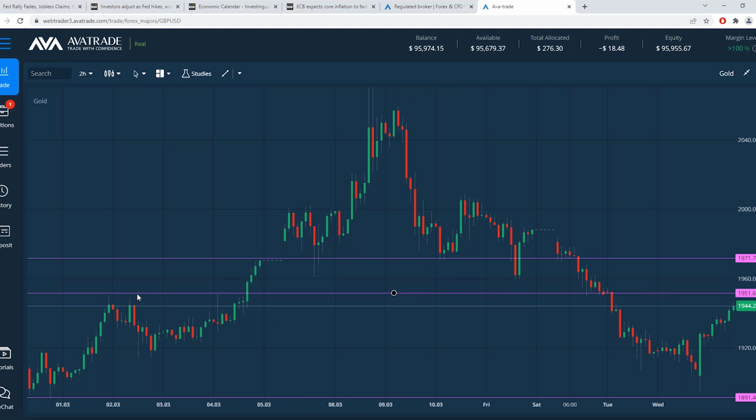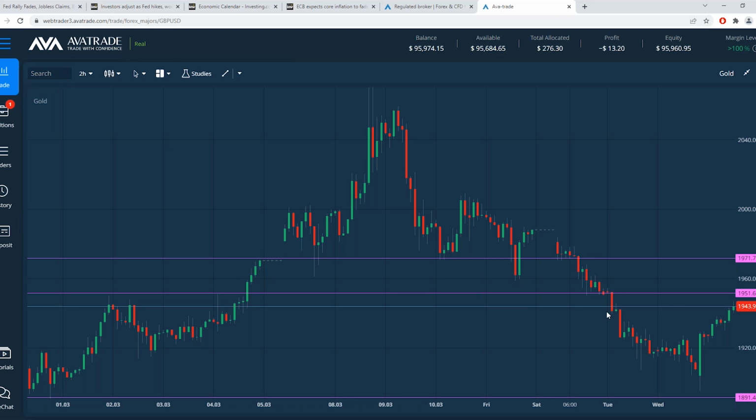Resistance means the price has trouble going above that line. It hit and dropped, hit and dropped, hit and dropped. Then once it went above, it became support. It's a classic thing with technical analysis where a broken resistance level becomes support, and vice versa.